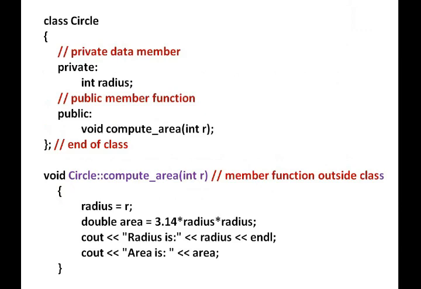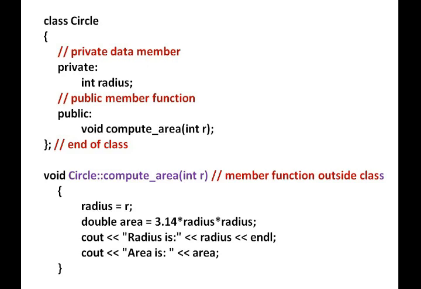Here is an example. The previous example is again repeated here. The only difference is the compute area function is defined outside the class. Class circle, private int radius, public void compute area int r. Only the function prototype is mentioned inside the class. Void compute area int r. Only the function heading, that is the function prototype, is defined inside the class.